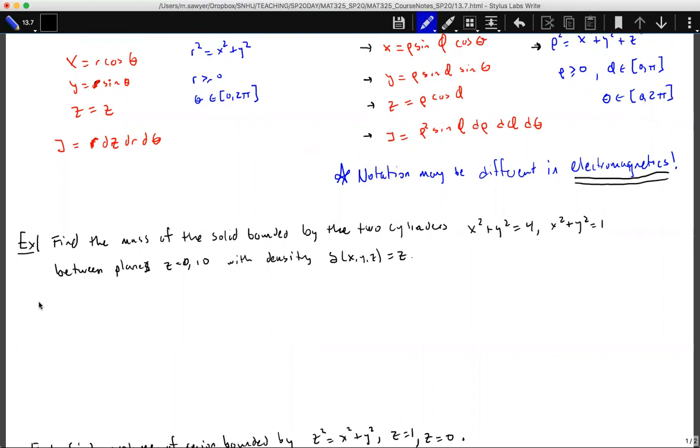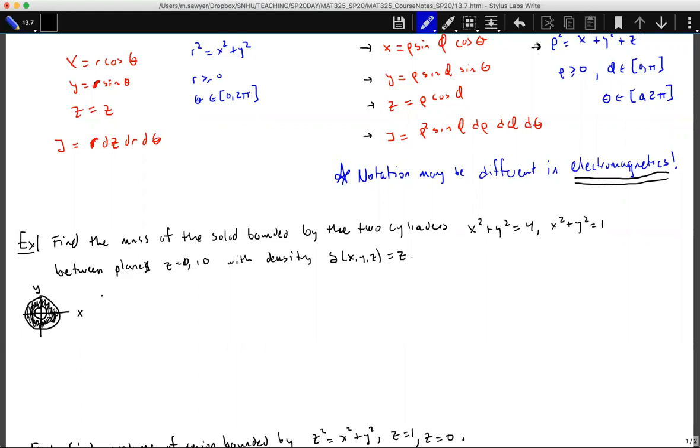If we set this up, we can look at our diagram here. On the xy plane, we have our cylinder with radius 1, and we have our cylinder with radius 2. We're looking at our projection, where if we think about z as projecting out of this board, we're looking at the area between these two cylinders.